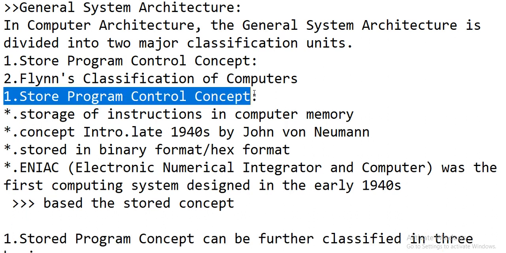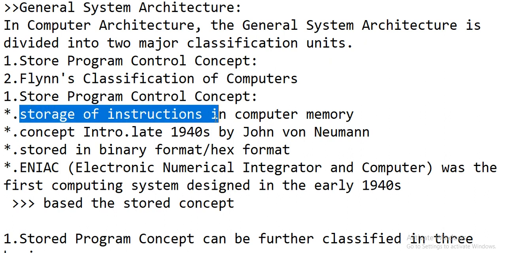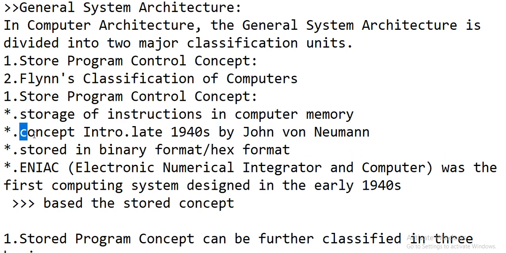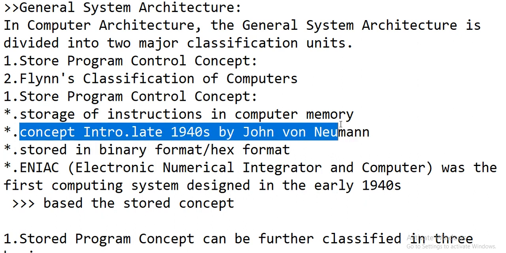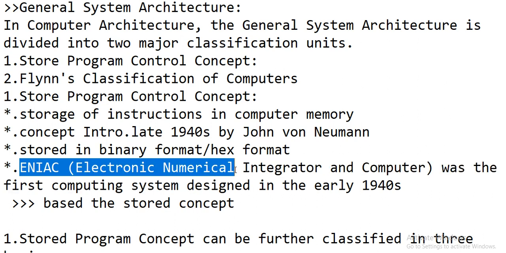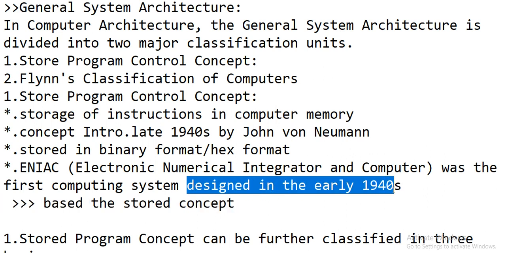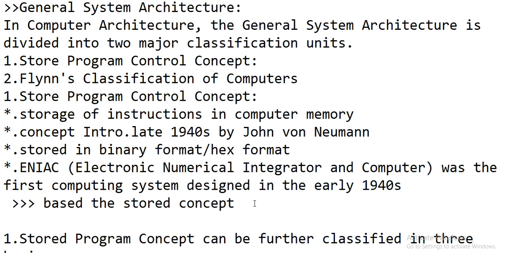So first we are looking at the stored program concept. In the stored program control concept, the storage of the instruction will be inside the memory, and this concept was introduced in the late 1940s by John von Neumann. In this concept, the program will be stored in binary or hex format. The Electronic Numerical Integrator and Computer was the first computing system, designed in the early 1940s based upon the stored program concept. So the first computer came into the picture depending upon this concept.